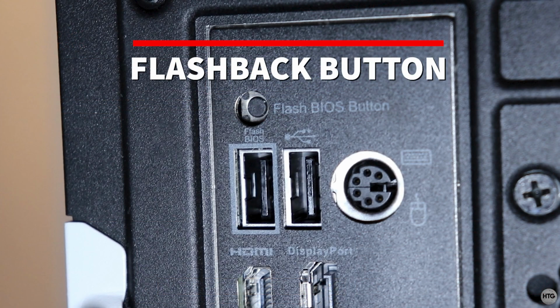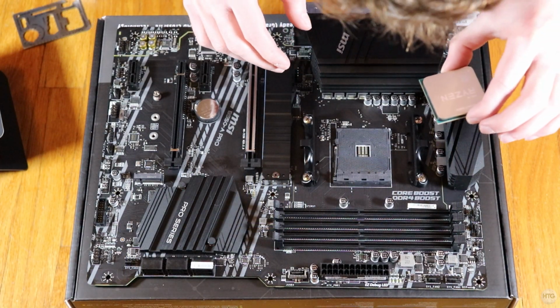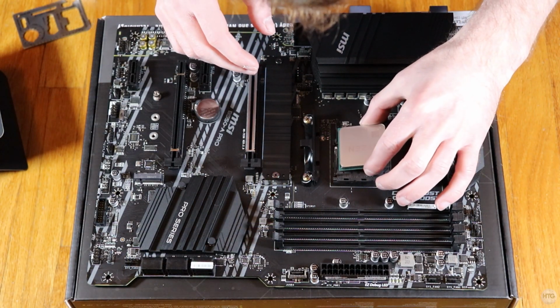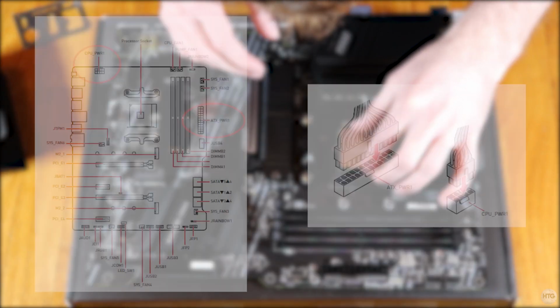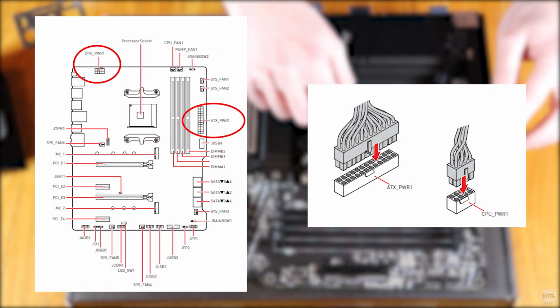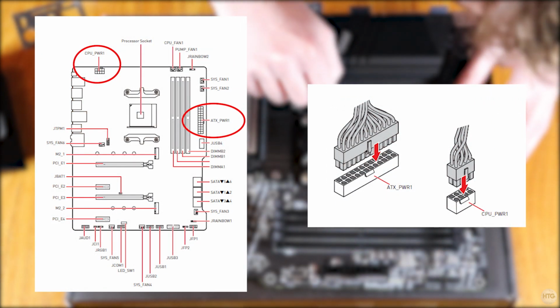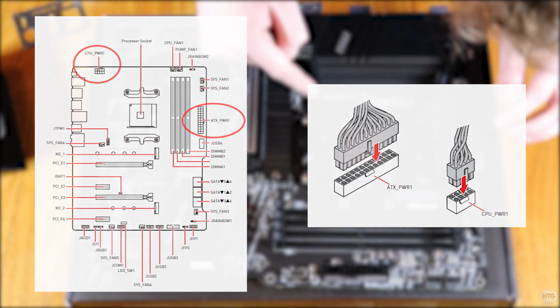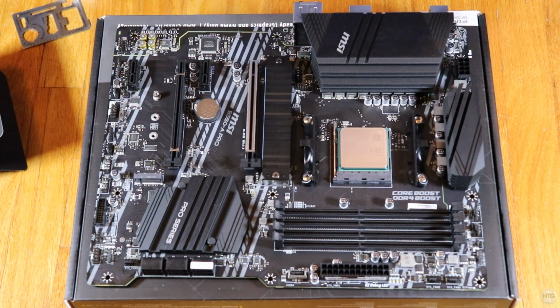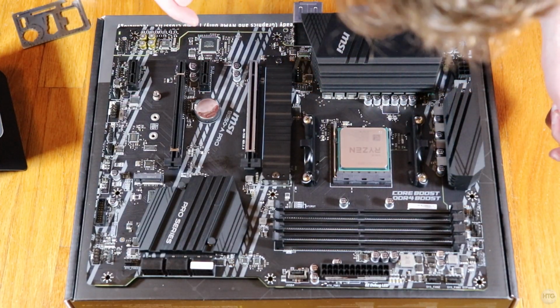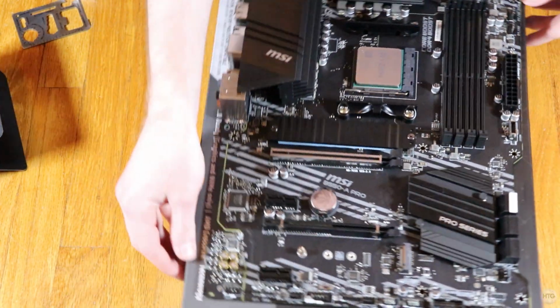Next, I'll show you how to update your BIOS with the flashback button on the back of your motherboard. The nice thing about updating your BIOS using this method is your PC does not even need to be put together. You only need to have the 24-pin ATX power connector and the 8-pin CPU power connector from your power supply plugged into your motherboard. You can use this method to fix CPU compatibility on your motherboard. However, you can still update the BIOS on a fully built PC using this method.